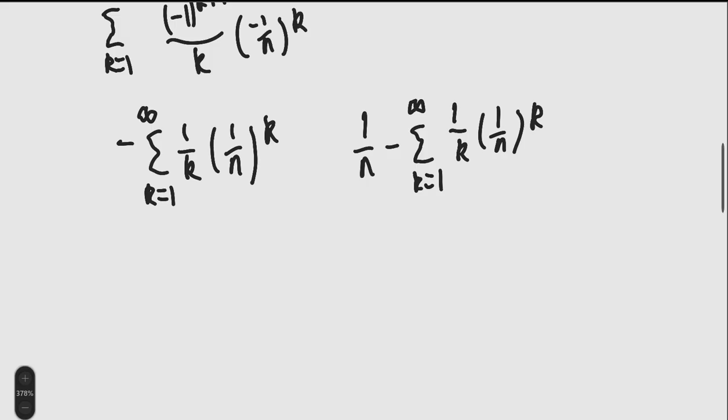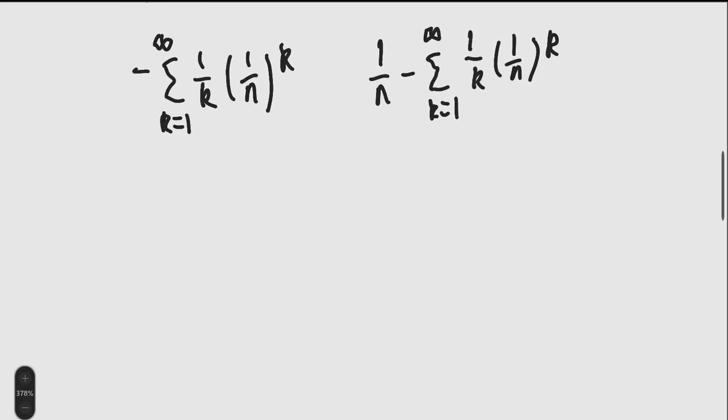Cool. So what's the first member of this series? Or plug the numbers in. What are we going to get? We're just going to get 1 over n to the kth power of 1, so 1 over n. In other words, we have 1 over n minus 1 over n, and so the first member cancels. So this is just going to leave us with it from 2. So we've actually got the sum from k equals 2 to infinity of 1 over k times 1 over n to the k power.